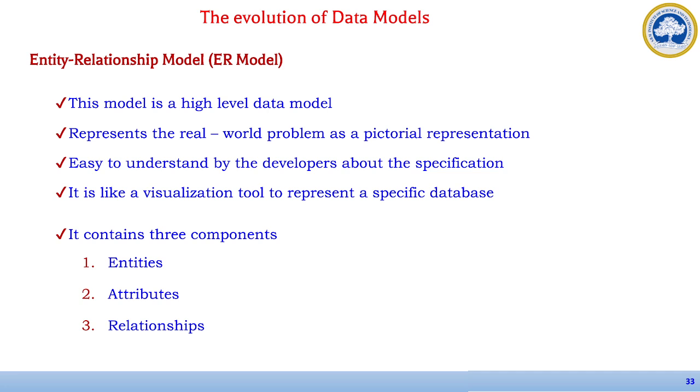Entity relationship model. This model is a high level data model. It represents the real world problem as a pictorial representation.